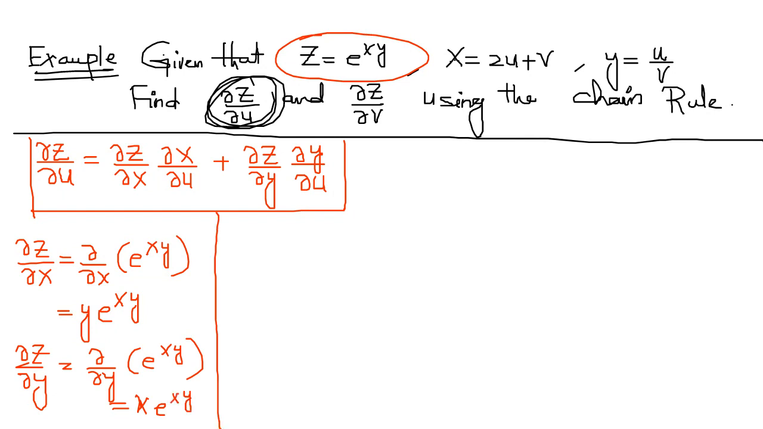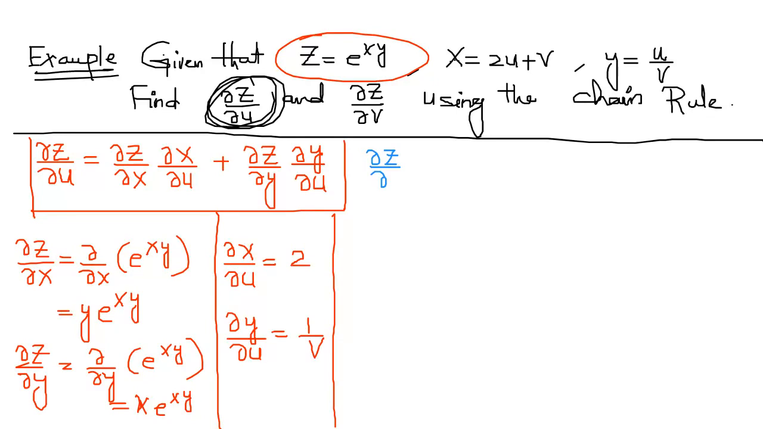Okay, so what is the partial derivative of x with respect to u? That is equal to 2. What is the partial derivative of y with respect to u? That is equal to 1 over v. So substitute these four values in the formula. What you will get is that the partial derivative of z with respect to u is equal to y into e power xy multiplied by 2, plus x into e power xy multiplied by 1 over v.